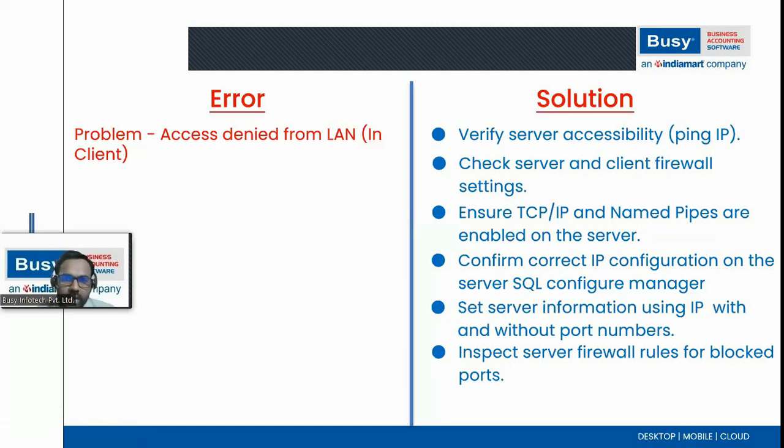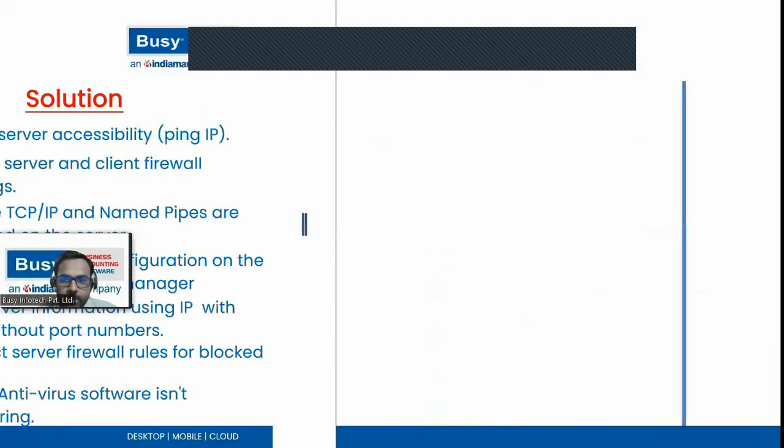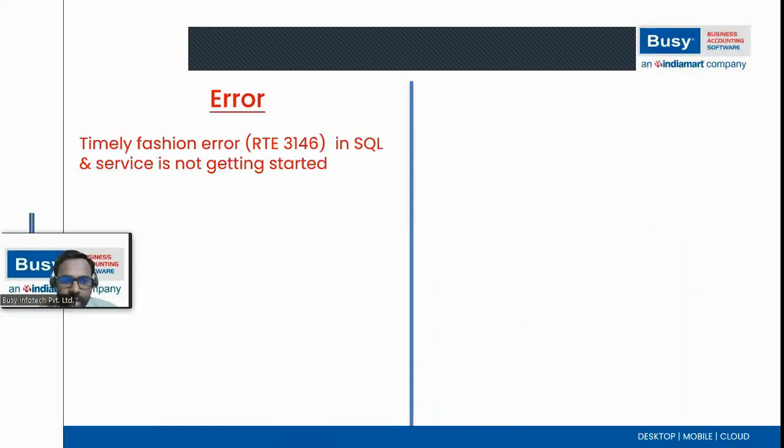Turn both off for a few minutes. Enable TCP/IP and named pipes, which I already showed you in the configuration manager. In Network Configuration, you can right click and enable TCP/IP, and configure the IP address, as we saw earlier. With the IP address and port number, the client machine can connect to the server. That is the process you have to follow. Otherwise, if you have any antivirus on the computer, disable it for a few minutes and check.